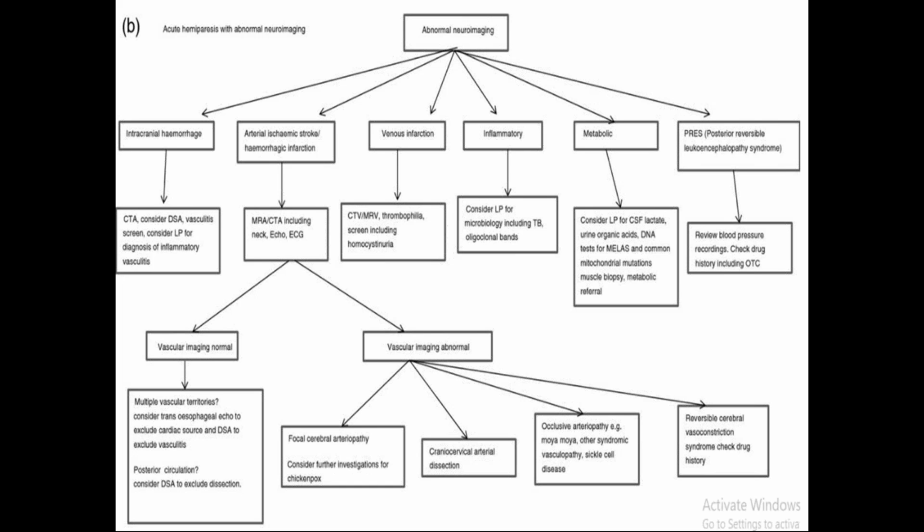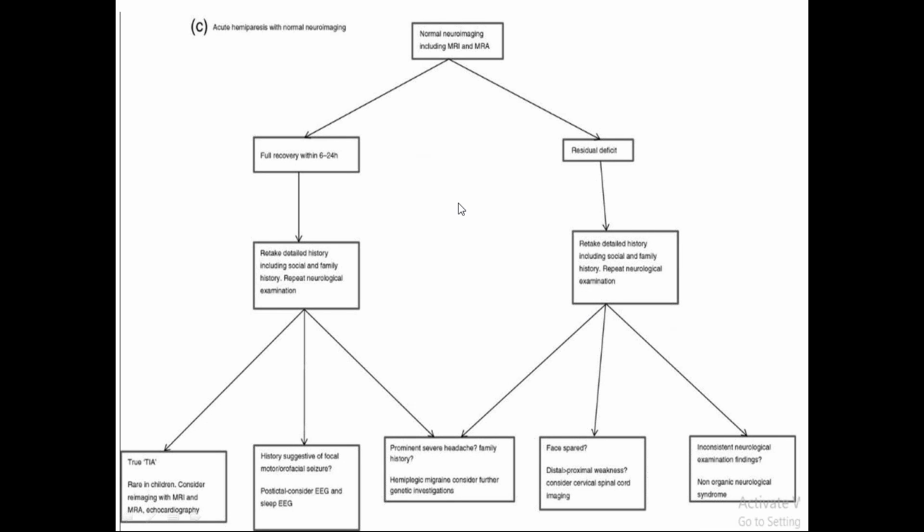Here, of interest is arterial ischemic stroke. That is the most common cause. So you need to do an ECG to look for any cardiac cause, then go for vascular imaging. If the vascular imaging is normal, you can think of any vasculitis or SLE or such causes. And if the vascular imaging is abnormal, it can be moyamoya or any arterial dissection or any arteriopathy, maybe hypoplastic arteries.